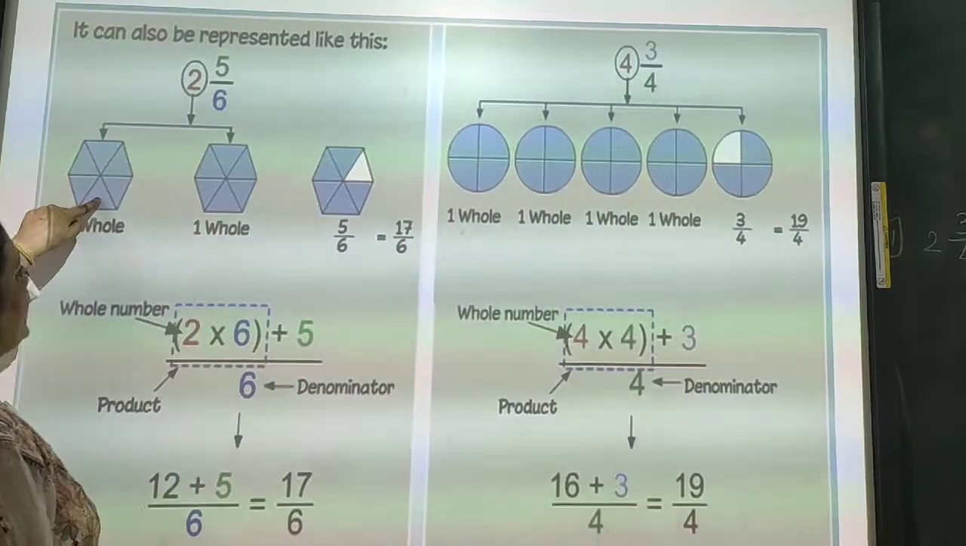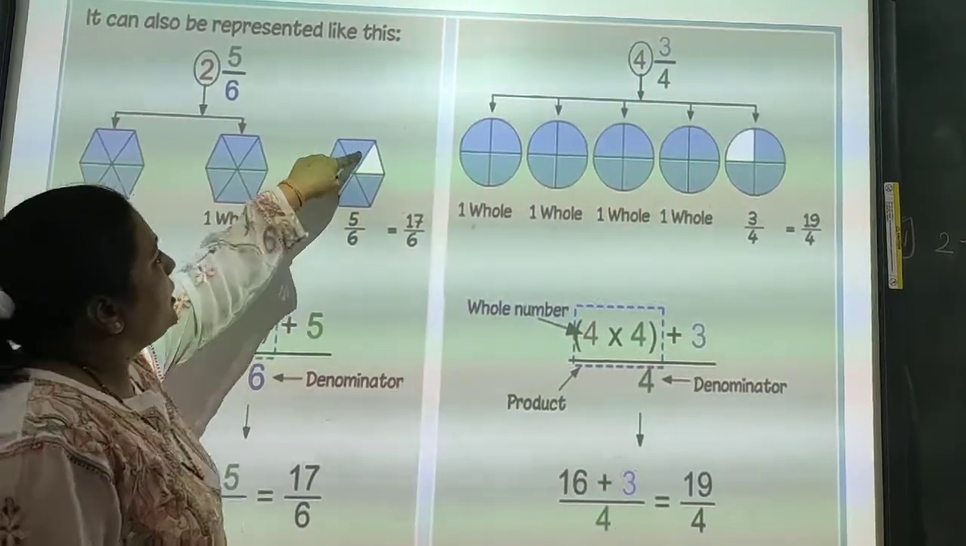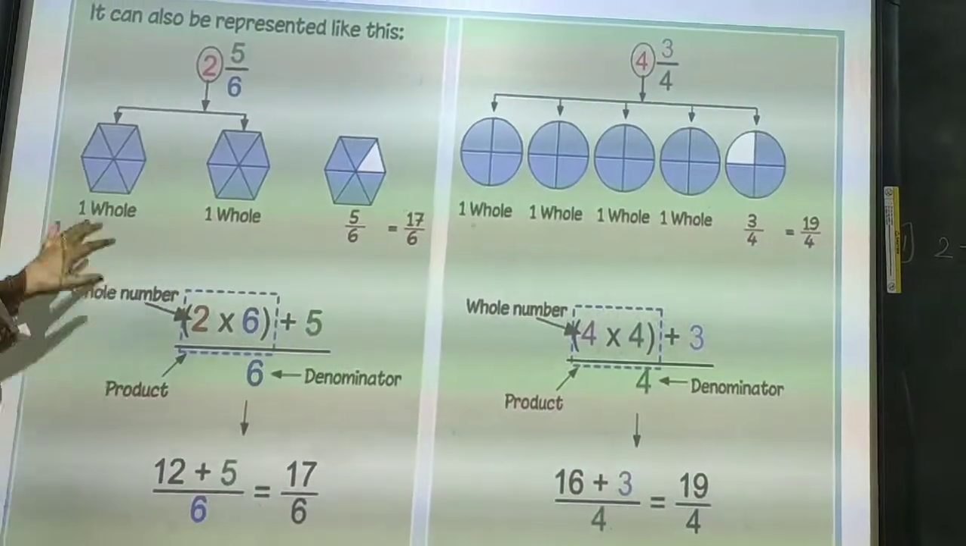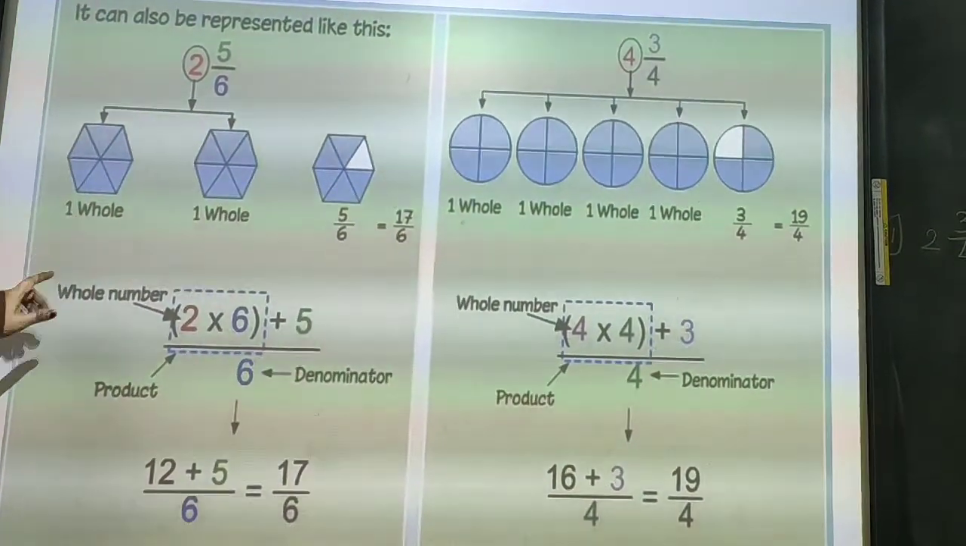So what it will be? 6 plus 6 is 12, 13, 14, 15, 16, 17. So 17 by 6. Okay, this is with the help of figure. But how we do?